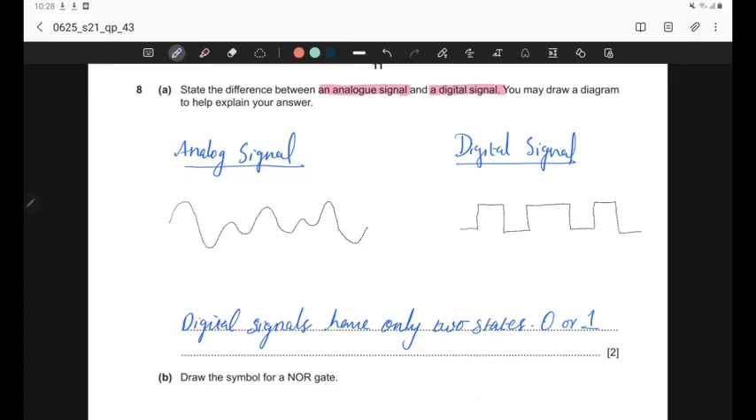So we can start with digital signal. Digital signals have only two states, 0 or 1, or even you can write low or high. But an analog signal can have any value. That means if this point represents 0, this will be 0.1, 0.2, this will be 1, this will be again 0, this is minus 0.1. Likewise, we can represent any values in an analog signal. So that is the main difference. Since it is a 2-mark question, these 2 points are enough.